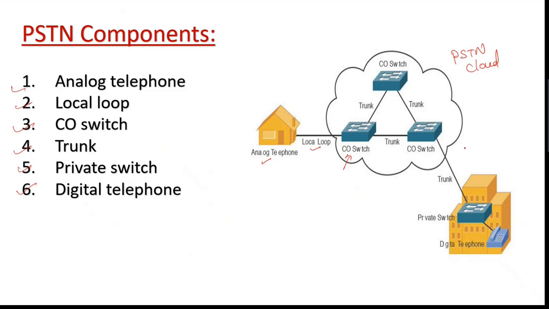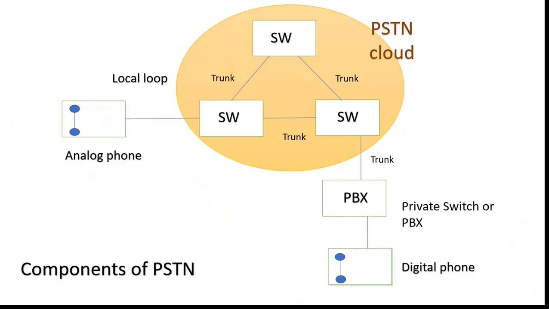So analog telephone, local loop, central office switch are the components of PSTN. Then the PSTN cloud is also connected to a private switch. So a private switch or PBX is another PSTN component via trunk. So trunk is another component, and digital telephone. So these are all the PSTN components.